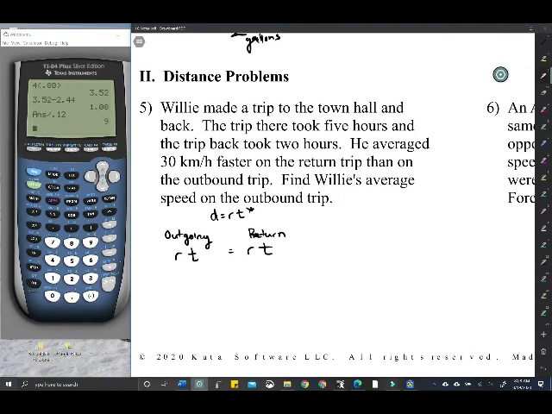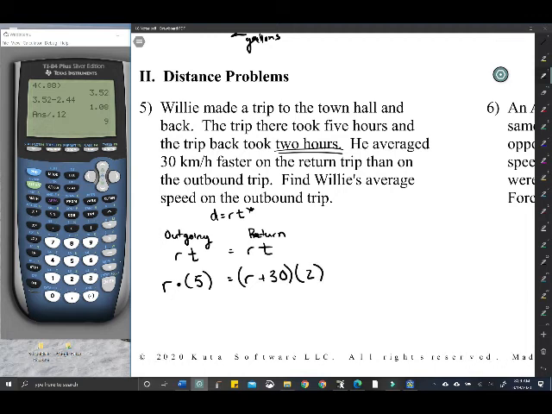So the trip there took 5 hours. Okay, so that's his outgoing trip. So we don't know the rate, but we know that it took him 5 hours. The trip back, okay, he averaged 30 kilometers faster on the return trip than on the outbound trip. So on the return trip, it took 2 hours. And we know that his speed was 30 kilometers faster. So it's the rate plus 30, and he traveled for 2 hours.